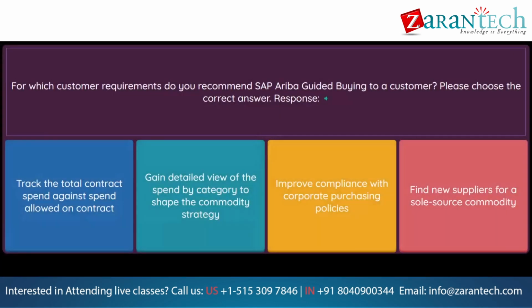Question: for which customer requirements do you recommend SAP Ariba guided buying to a customer? Please choose the correct answer. Response: Option 1 Track the total contract spend against spend allowed on contract. Option 2 Gain detailed view of the spend by category to shape the commodity strategy. Option 3 Improve compliance with corporate purchasing policies. Option 4 Find new suppliers for a sole source commodity.